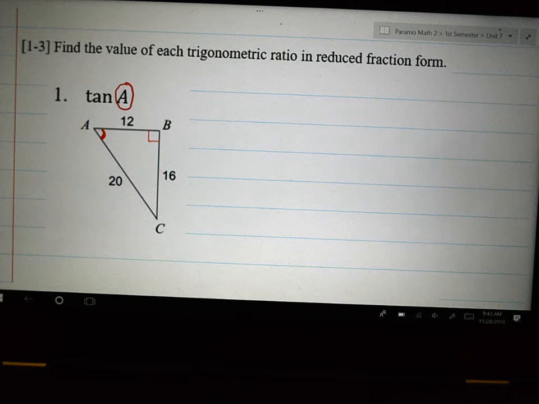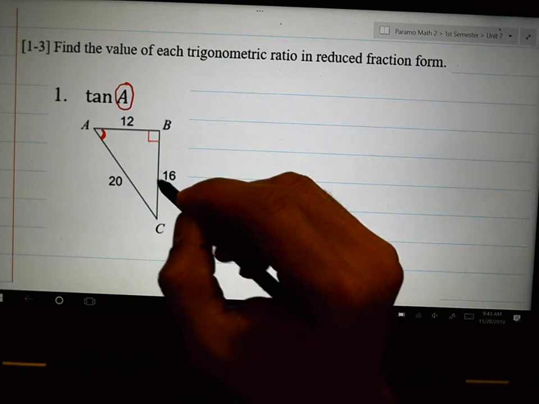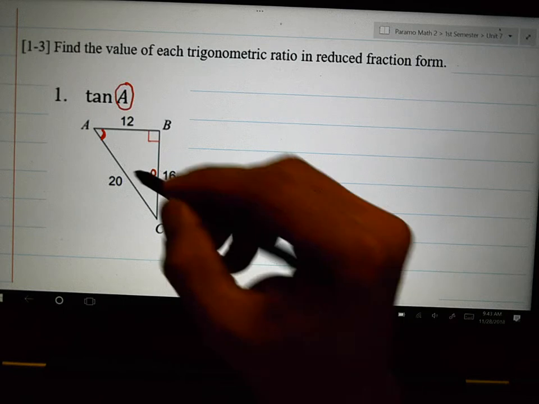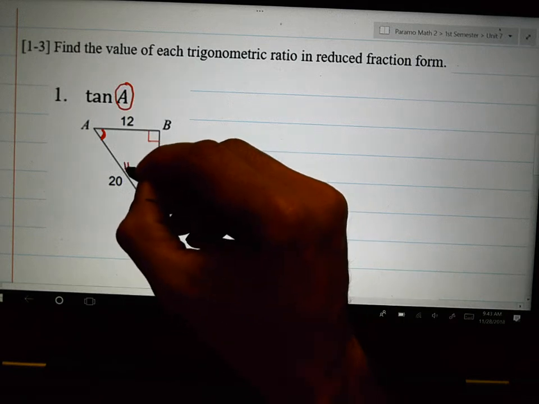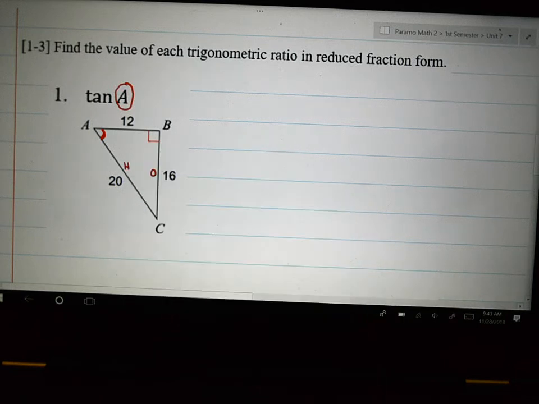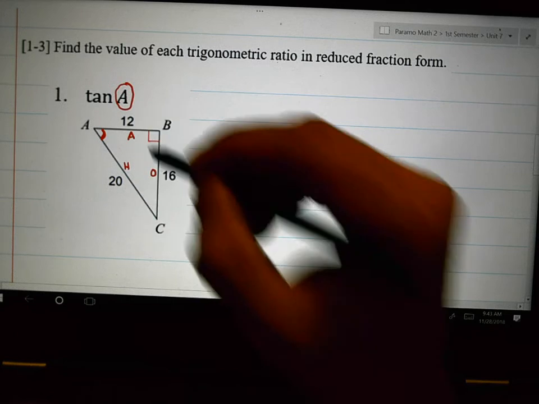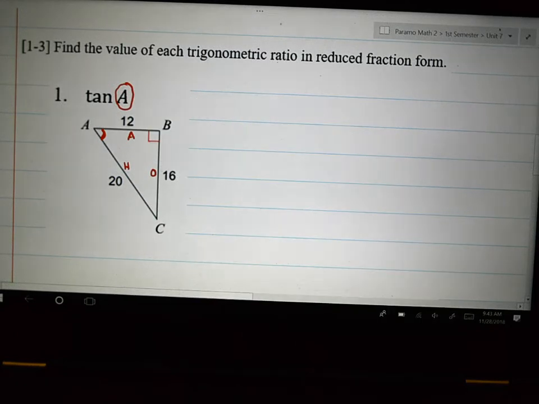Which number is opposite? If you said 16, you're right. Which number is the hypotenuse? You said 20. You are correct. I put those letters inside the triangle very much like I did for the 45, 45, 90 and the 30, 60, 90 degree triangle. There's one other side. Oh, I need an A. That's the 12. A is always the last one that we do.